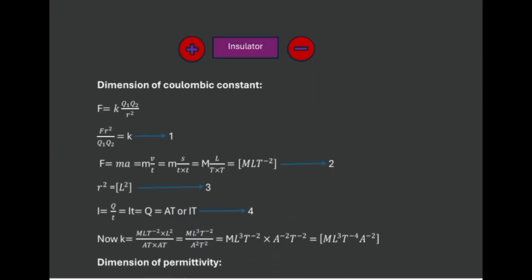Now let's come to this example. Here this is a positive charge and this is a negative charge, and we place an insulator between these two charges. Due to this insulator, the force between the positive and negative charges will be affected. It means it will be reduced, because some of the electrical energy is stored by this insulator within itself.